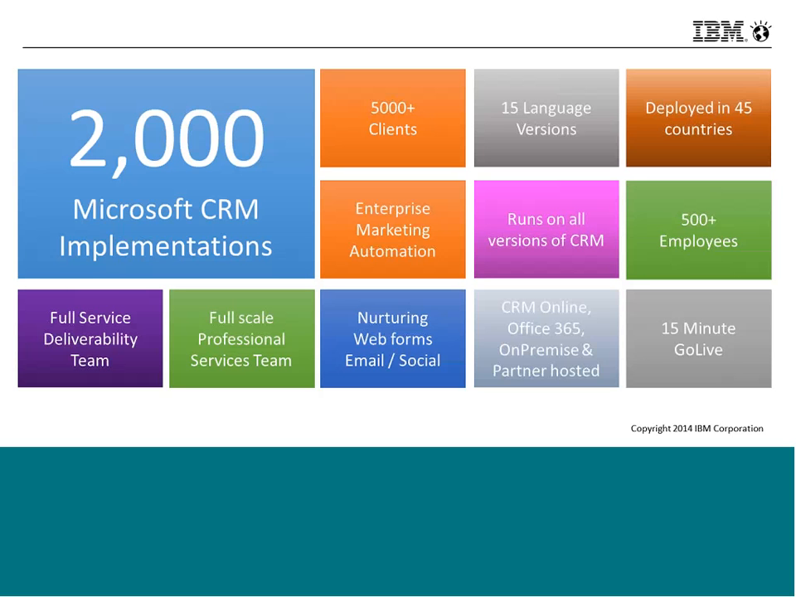So we have over 2,000 implementations, over 5,000 clients. Coreimus is translated into 15 different languages. It can run on all versions of CRM. We have over 500 employees just within the Silverpop area, and now being a part of IBM, that number definitely skyrockets. With Coreimus, we have a 15-minute go live. We can provision with online, Office 365, on-premise, partner-hosted, anything like that.